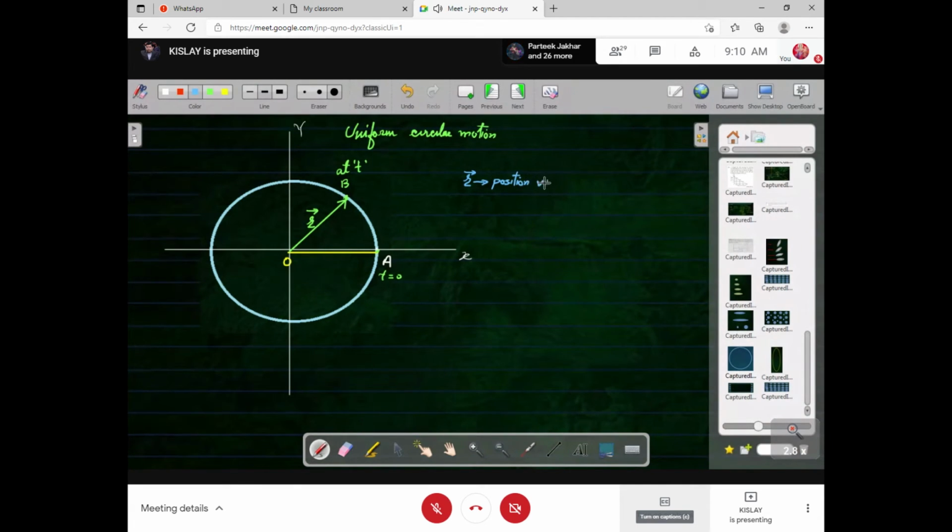Position vector. So how can we represent R in terms of components, meaning i and j? Listen to this very carefully.